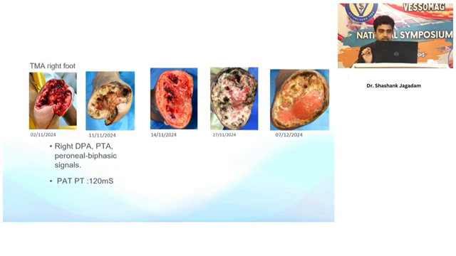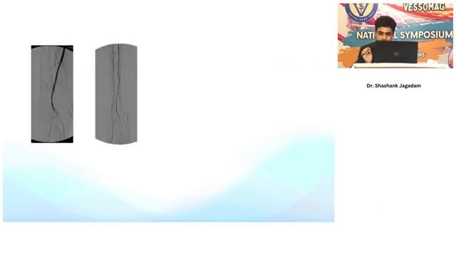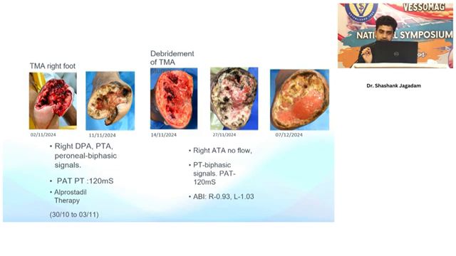So we went ahead with TMA of the right foot. There was poor wound response after 14 days, and though the ABI showed improvement and PAT was still 120 milliseconds, there was poor wound response, so we had to take him up for repeat tibial angioplasty. This is the latest status of the wound taken on 7th December.